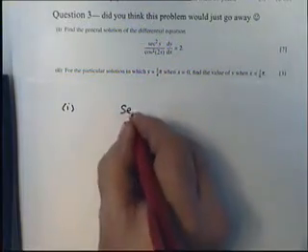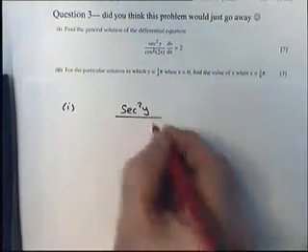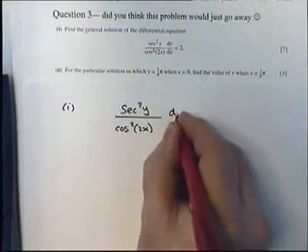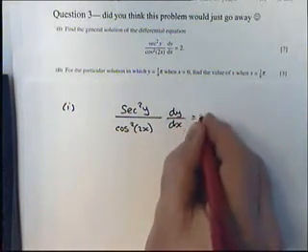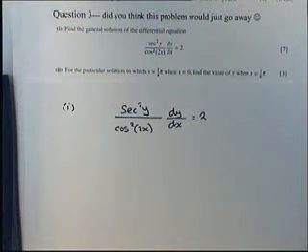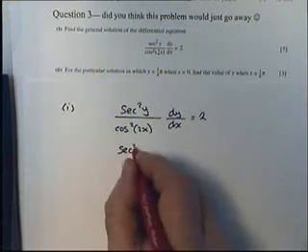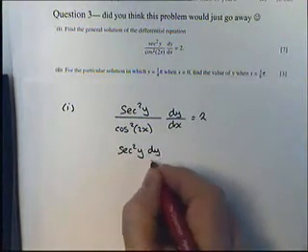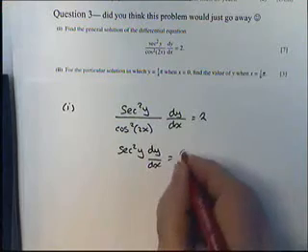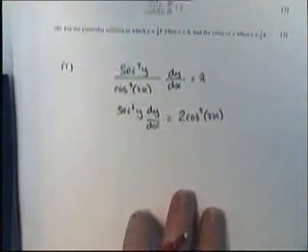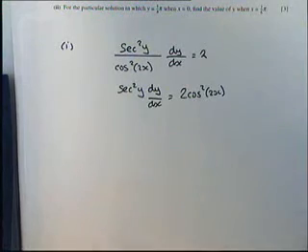So we've got the differential equation, sec squared y over cos squared 2x dy by dx is equal to 2. Now on this problem, like the last two problems, we have to split the variable first. So I'm going to write that as sec squared y dy by dx is equal to 2 cos squared 2x. Now I'm going to integrate both sides with respect to x.